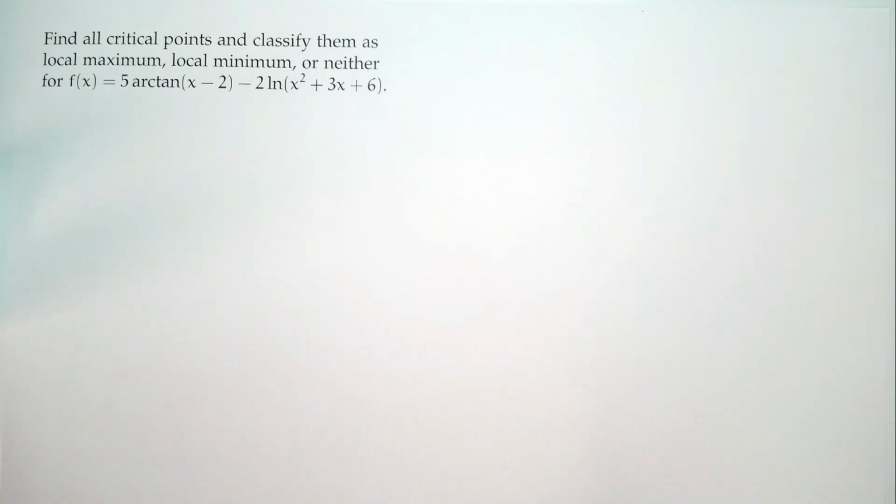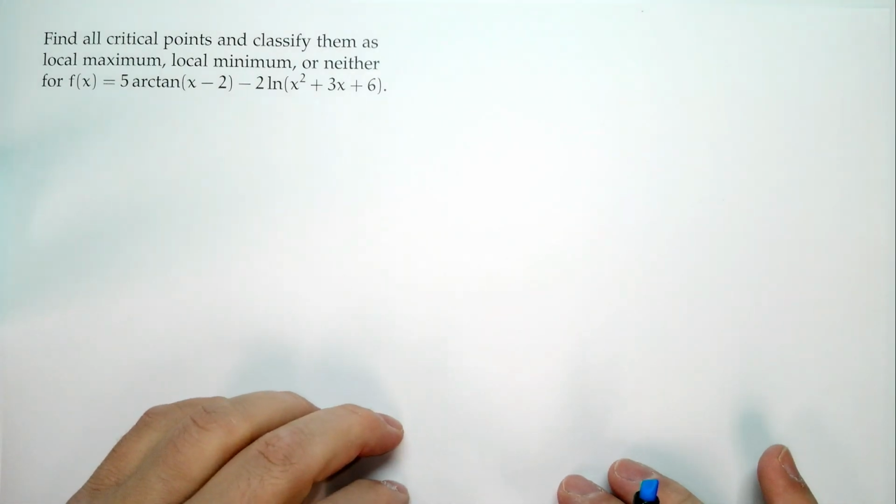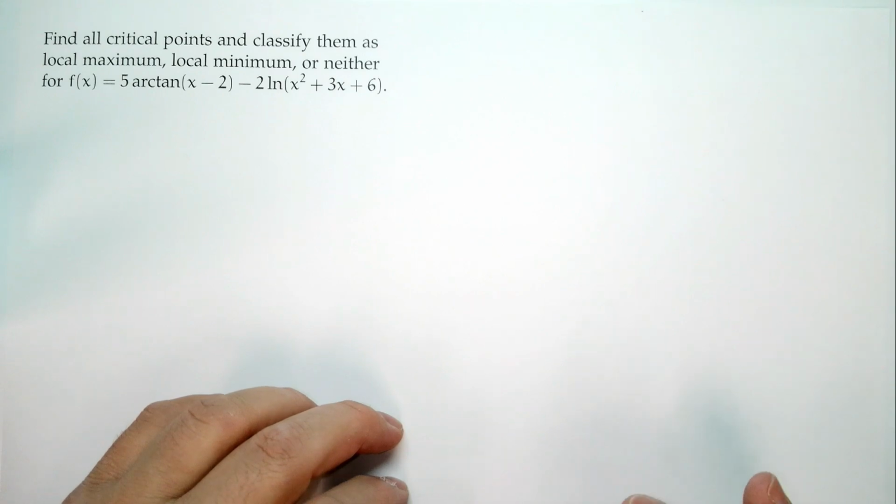Let's start by doing a problem. Find all critical points and classify them as local maximum, local minimum, or neither for the function f of x equals 5 arctangent of x minus 2 log of x squared plus 3x plus 6.